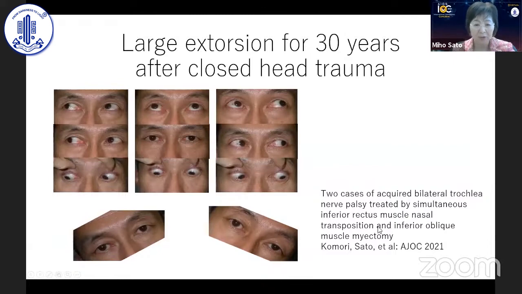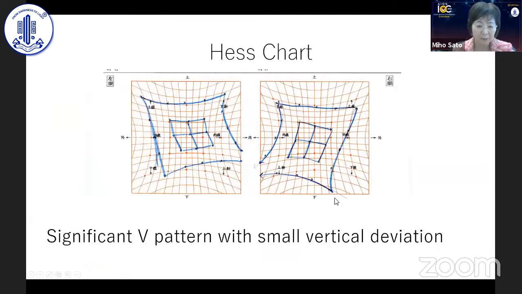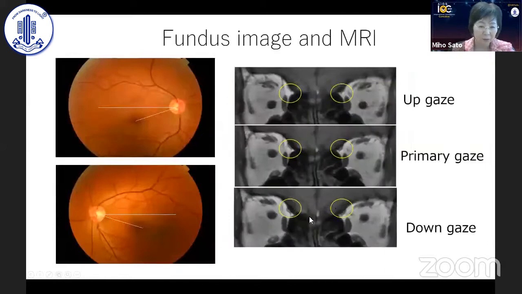Look at this patient. This patient has had a large extorsion for 30 years, undiagnosed after closed head trauma. There is very little eye movement disorder, and this patient complained of double vision for a long time, but it was not understood. This is his head tilt chart. He has a significant V pattern, and fundus photo showed severe cyclotorsion. And this is the cine-mode MRI in coronal view, and both superior oblique muscles were small and not functioning with up gaze and down gaze.